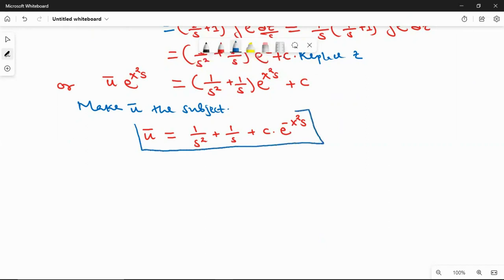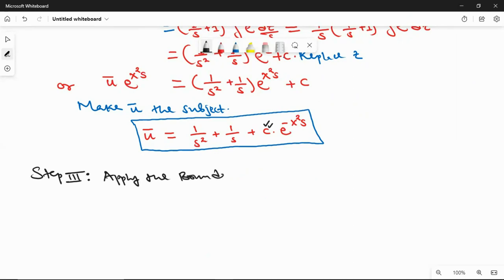Now we need to get the function. So what you do is operate with L inverse on both sides. That should be step 3. Even before you operate with L inverse on both sides, we need to know what the value of c is. So apply the boundary condition.